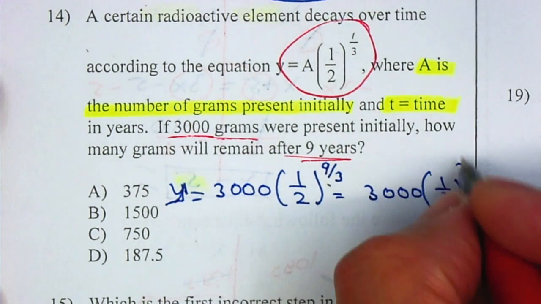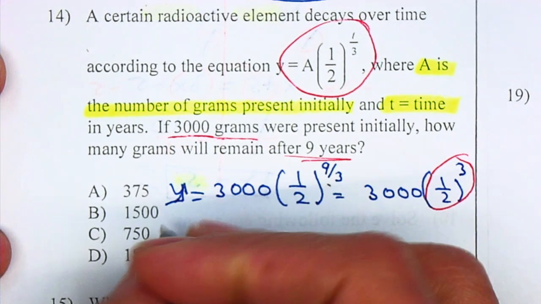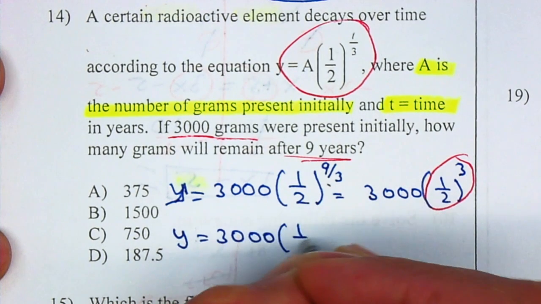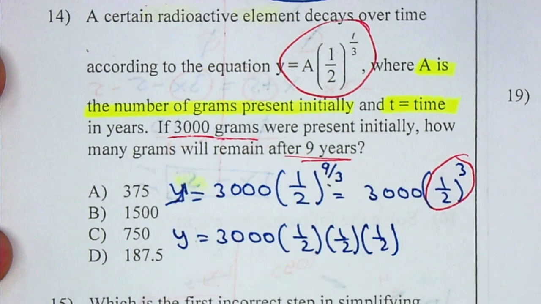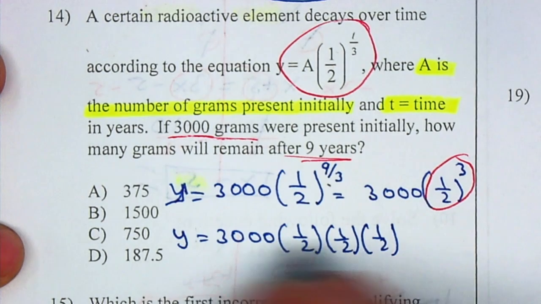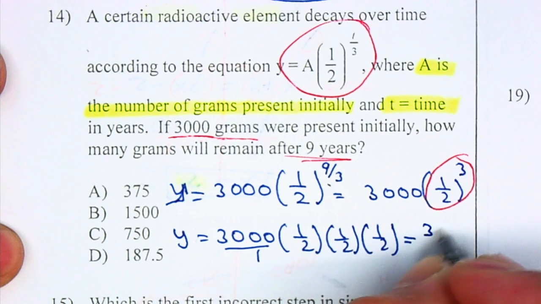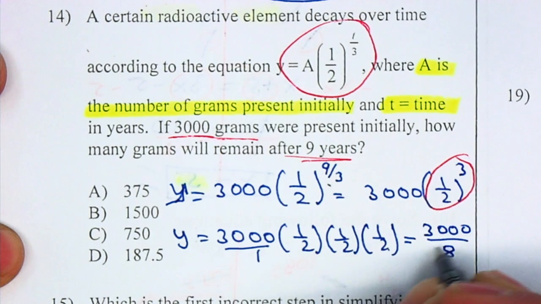I'm going to simplify this. I'm going to rewrite the 1/2 three times. We have y is equal to 3,000, and then we have 1/2, 1/2, and 1/2. To multiply a whole number by a fraction, I'm going to place it over 1. I'm going to multiply across. So I have 3,000 over 1 times 2 times 2 times 2, which is 8.